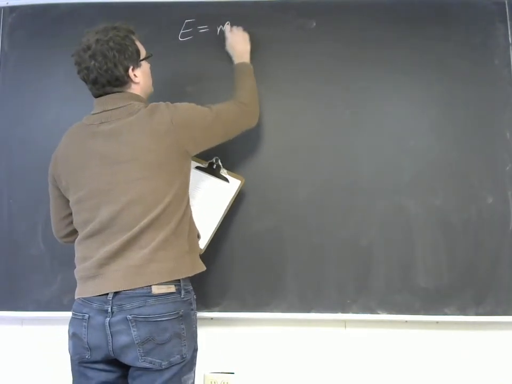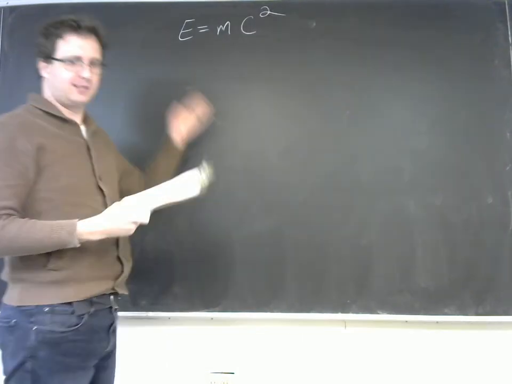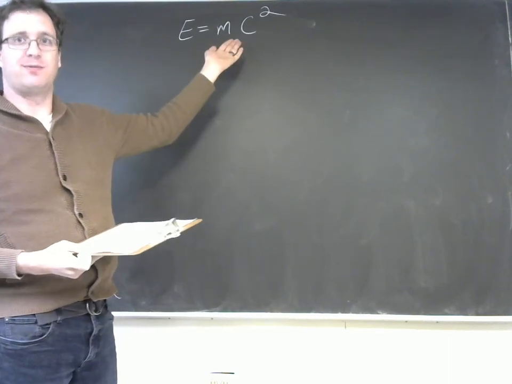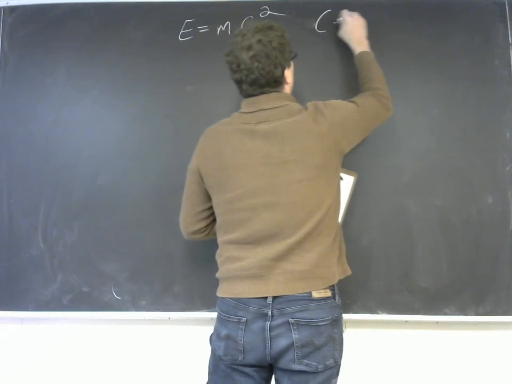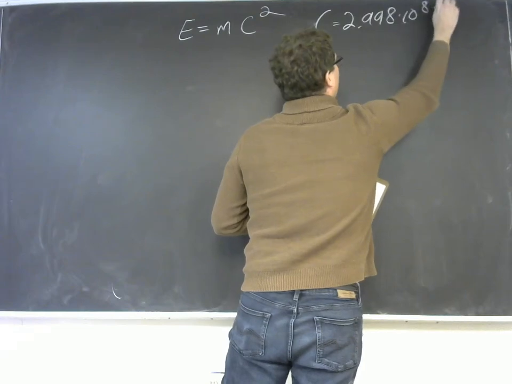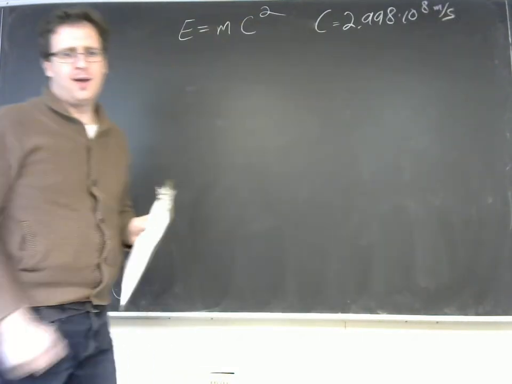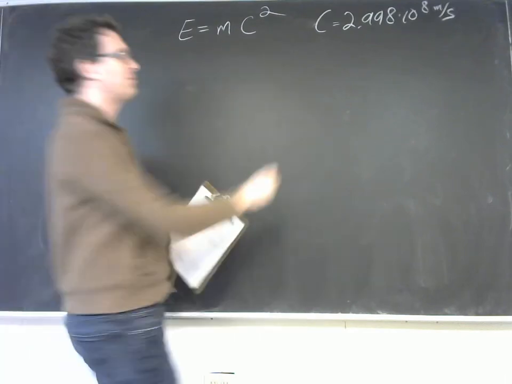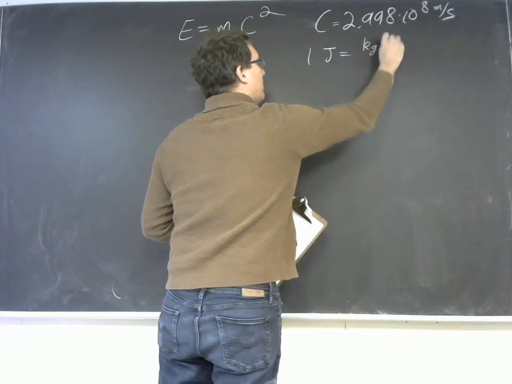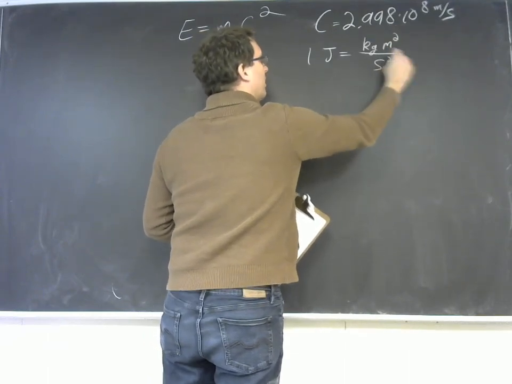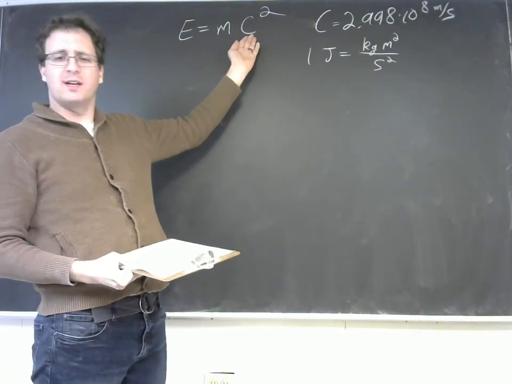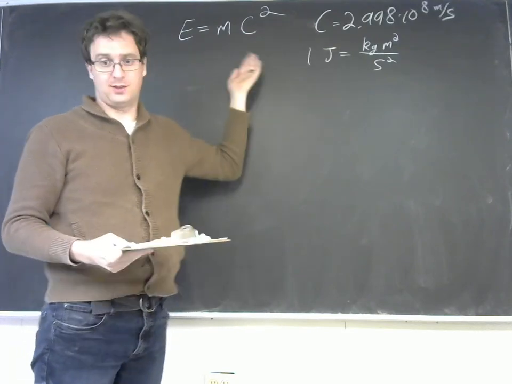E is equal to mc squared, where E is the energy, m is the mass in kilograms, and c is the speed of light. So c, you may recall, is 2.998 times 10 to the 8th meters per second. And the units here make sense because 1 joule of energy is a kilogram meters squared per second squared. Your mass is in kilograms, and the speed of light is in meters per second, so this is going to give you joules.